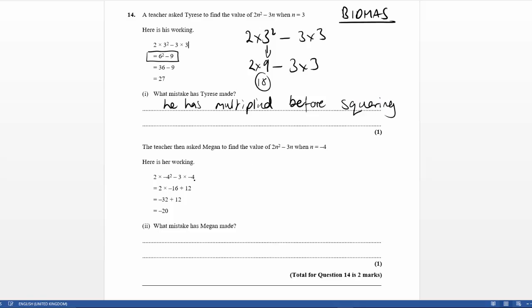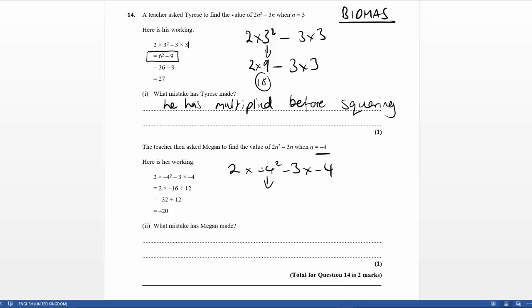Okay, let's look at the next question. The teacher then asked Megan to find the value of 2n squared minus 3n when n is minus 4. So what she's done 2 multiplied by minus 4 squared minus 3 times minus 4.